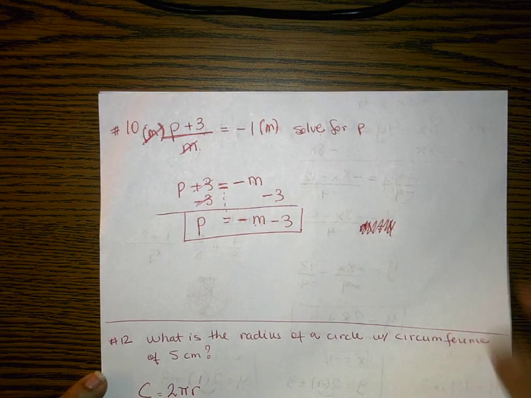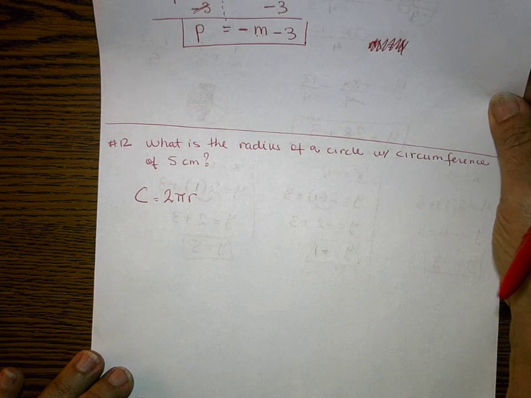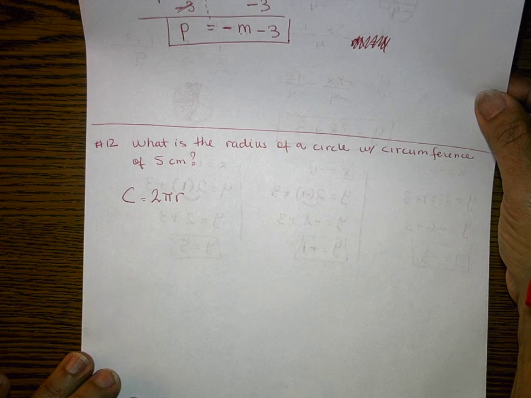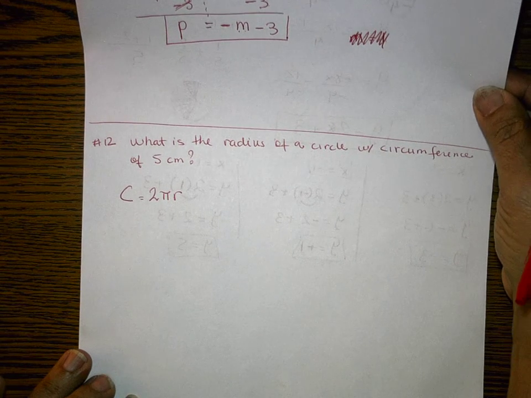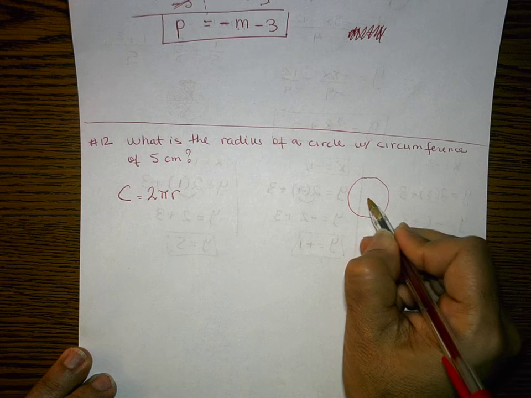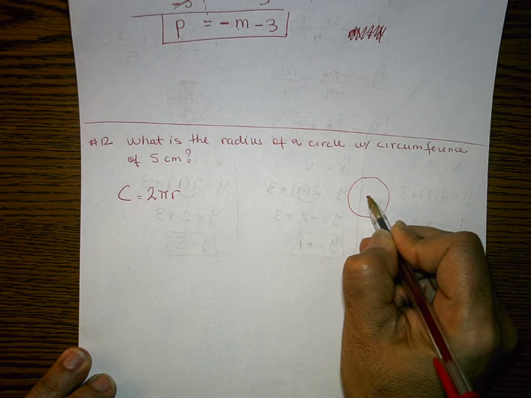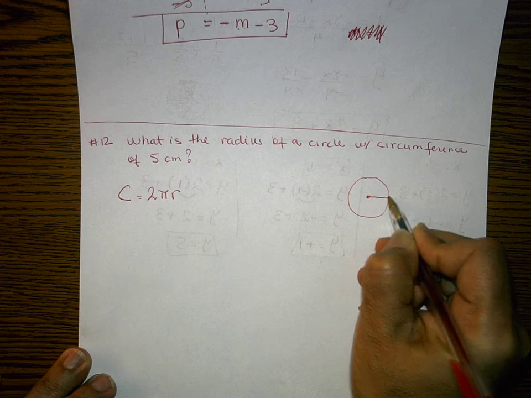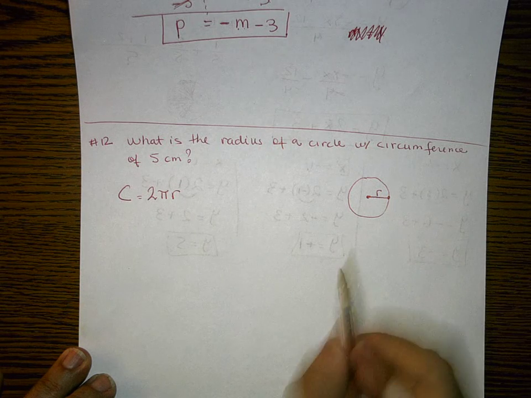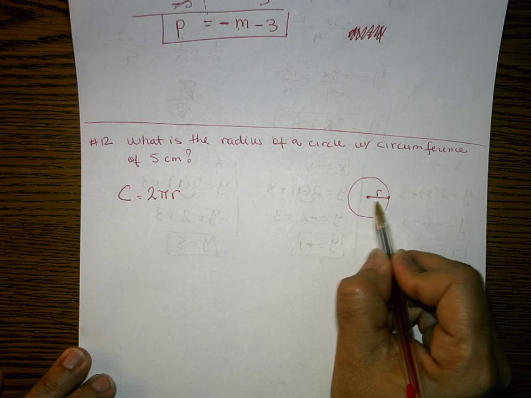All right. Number 12. It says, what is the radius of a circle with circumference of 5 centimeters? So if you take a look at a circle, remember the radius is from the center to a point on the circle. So that is the radius right there. I'm going to put the letter R for radius. They're telling me that the radius is 5 centimeters.